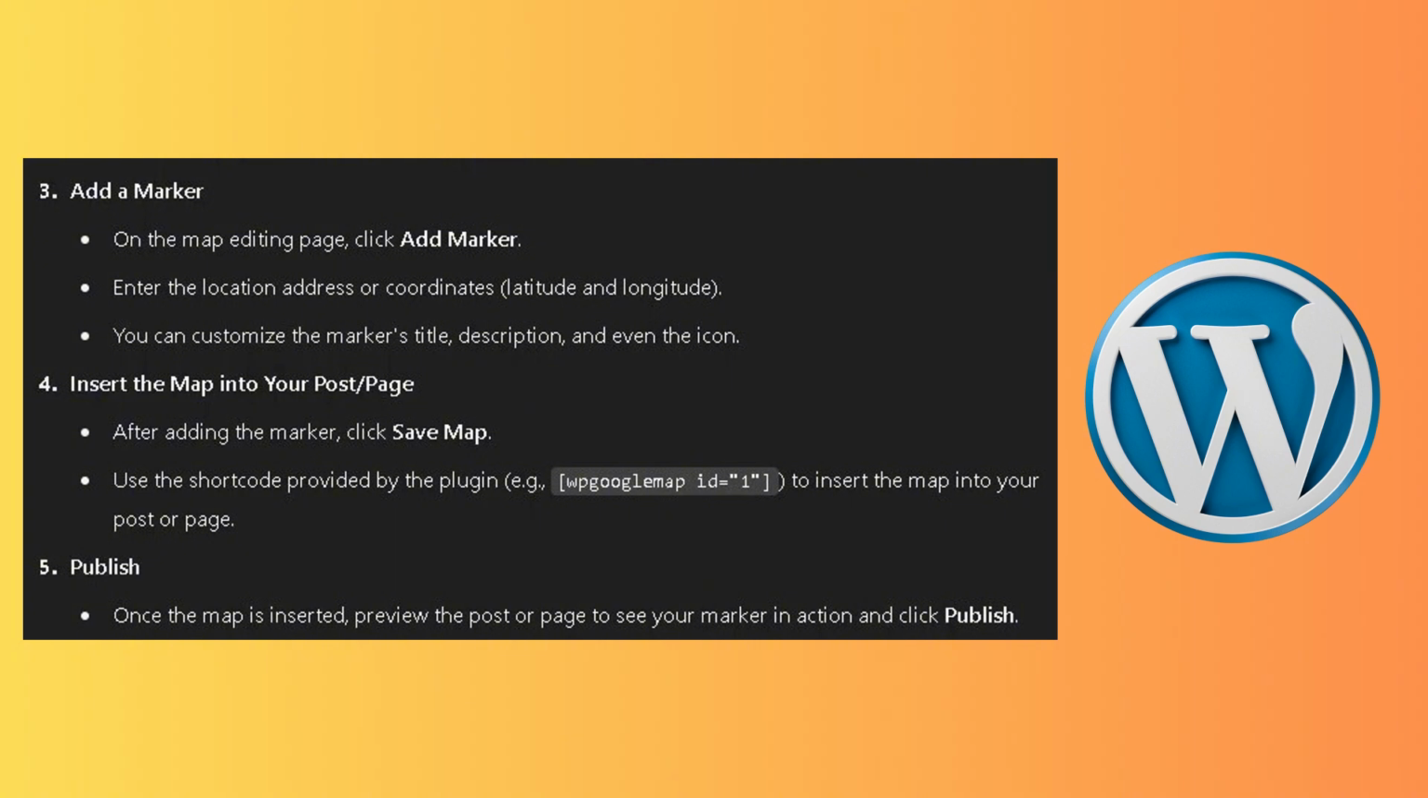Insert the map. Insert the map into a post or page. After adding the marker, click Save Map. Use the shortcode provided by the plugin to insert the map into your post or page.